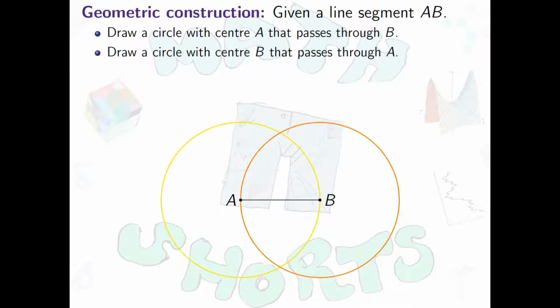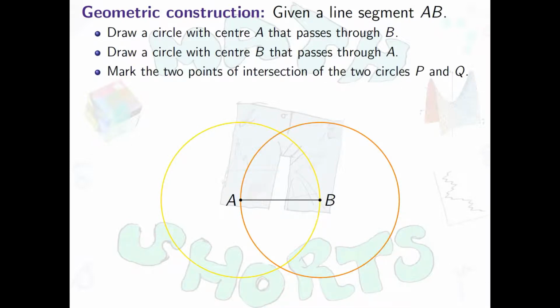So those circles meet at 2 points, P and Q. Now, I'm claiming that those points are actually on our perpendicular bisector. So let's take a look at why that should happen.